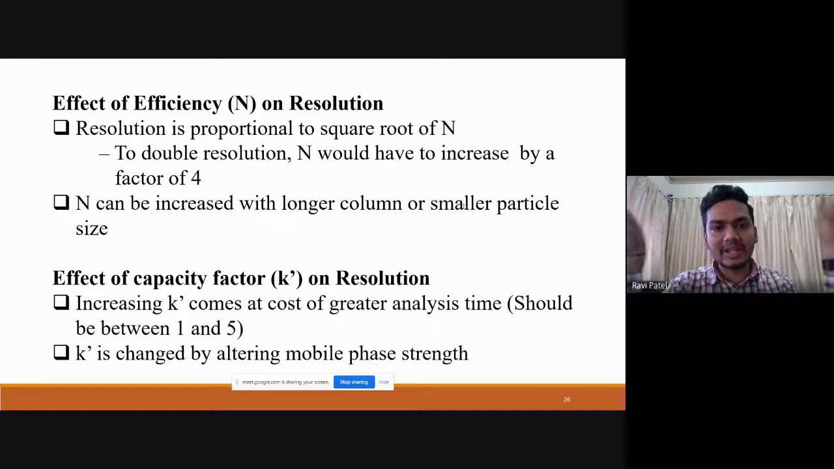If we are increasing the length of the column, what happens? Our drug interacts more with the column, and during the interaction of our analytes with the column, we are getting a longer retention time. It means we are separating 2, 3, 4 compounds in a single chromatogram. Or we can reduce the particle size, so we are improving the surface area in a column.